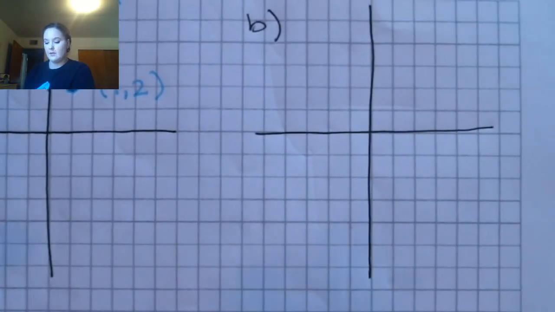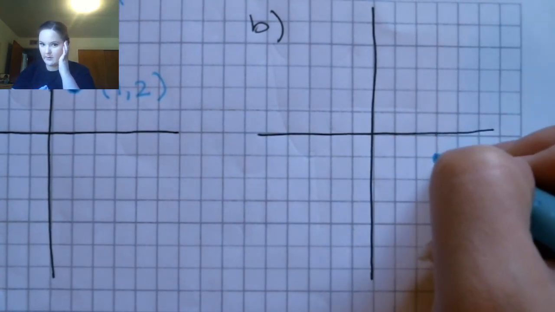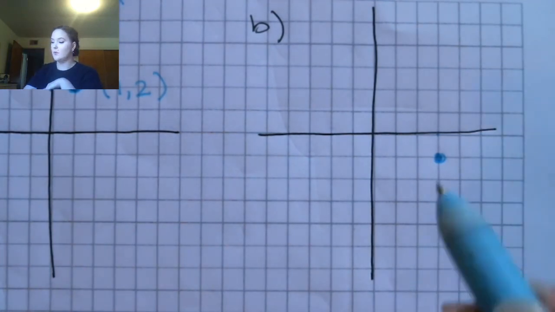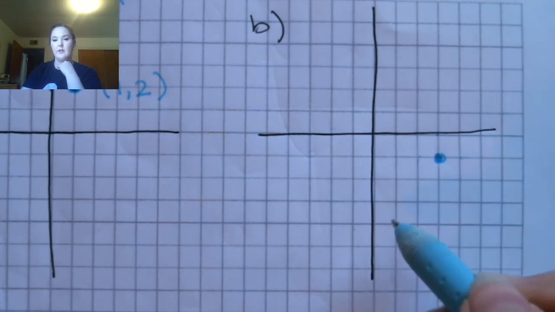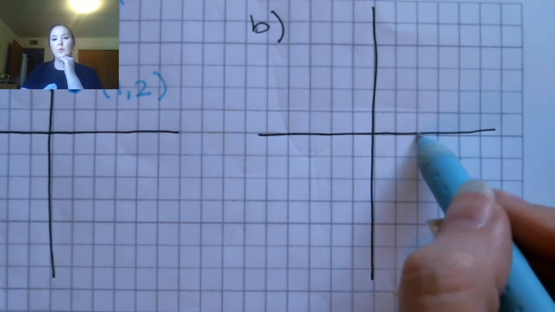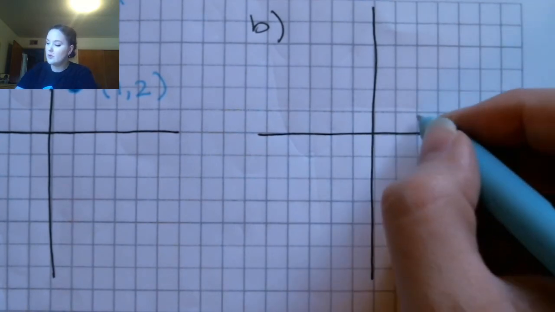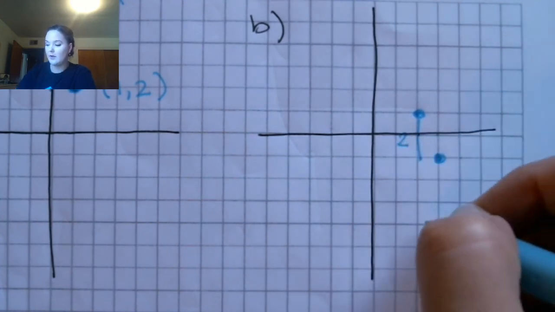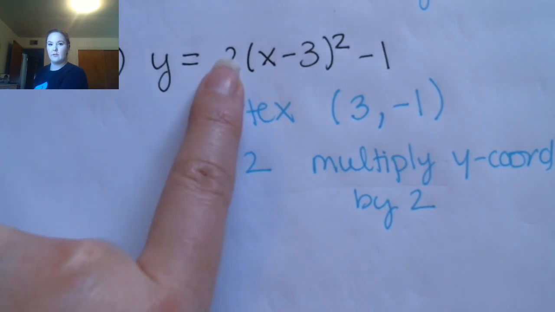So I'm going to graph my vertex, which is at 3, -1. And then I'm going to graph my other 2 key points. We know that they're on either side, right? One is here and one is here. Normally they'd be 1 unit away, but because of the 2, they're going to be 2 units away. So this distance is 2 now, and it's because of this 2.